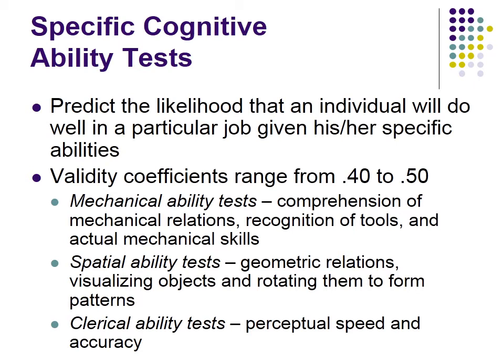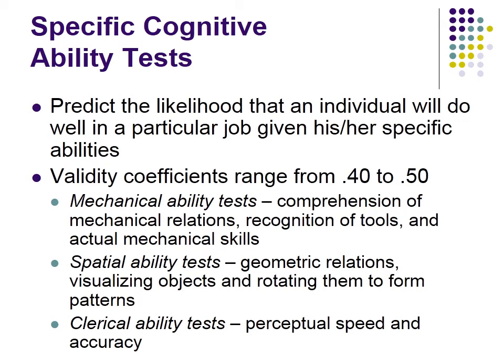Specific cognitive ability tests predict the likelihood that an individual will do well in a particular job given his or her specific knowledge and abilities. Validity coefficients here, again, if we're only using a specific cognitive ability test, range between an R of 0.4 and 0.5. So again, that ranges between about 16% of variance explained and 25% of variance explained.